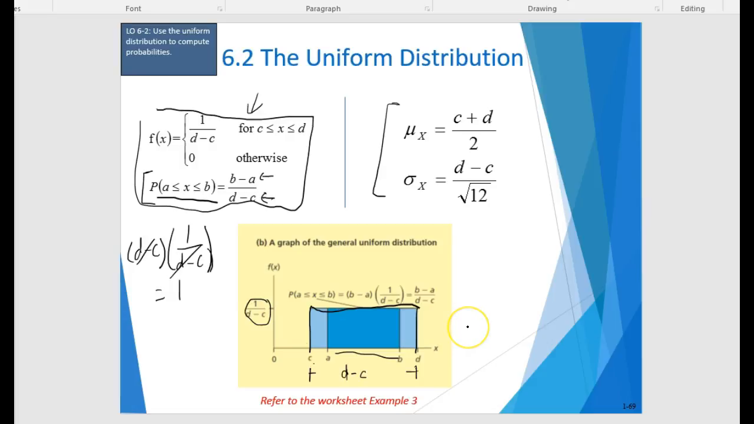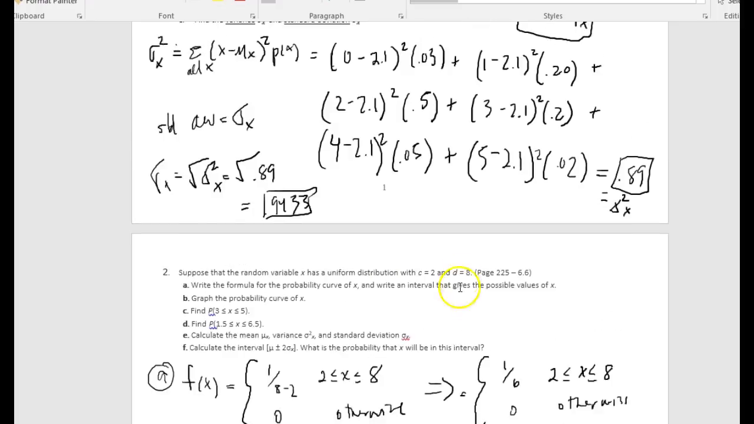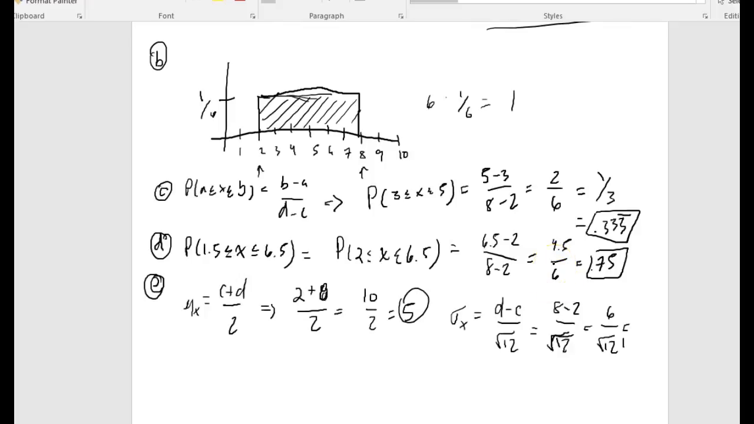And then our standard deviation function is d minus c over the square root of 12. So d minus c over the square root of 12 is going to be 8 minus 2 over the square root of 12, which is 6 over the square root of 12, which is 1.732.